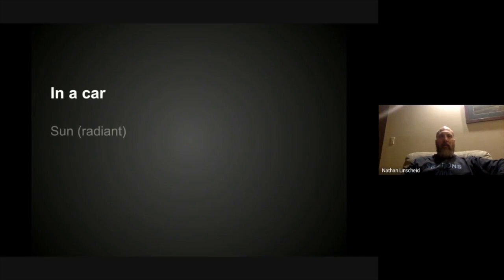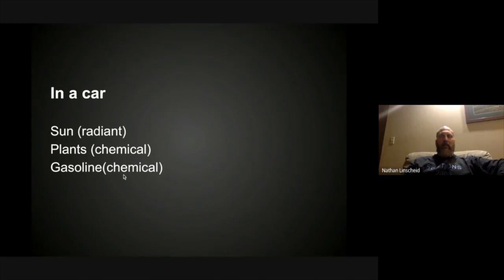All right, in a car, you've got the sun. Again, you're like, how does the sun do that? Well, what do cars burn? Cars burn gasoline, which is a fossil fuel, which is plants that existed millions of years ago that have turned into crude oil, which was converted into gasoline. But those plants initially took that energy in from the sun.